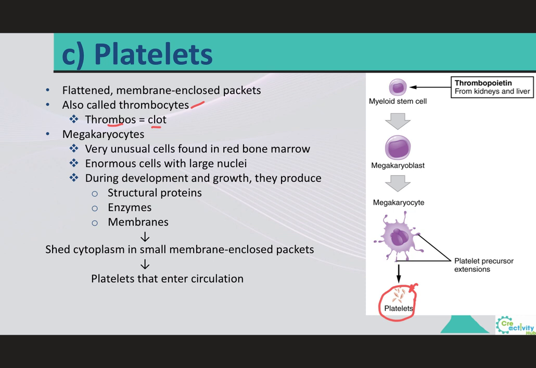Now, normal red bone marrow contains a number of very unusual cells that are called megakaryocytes. As the name suggests, these are very big, enormous cells with large nuclei. During their development and growth, these megakaryocytes manufacture structural proteins, enzymes, and membranes. They then begin to shed the cytoplasm in small membrane-enclosed packets, and these packets are the platelets that will then enter the circulation.